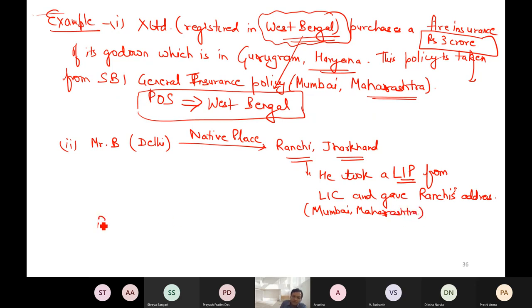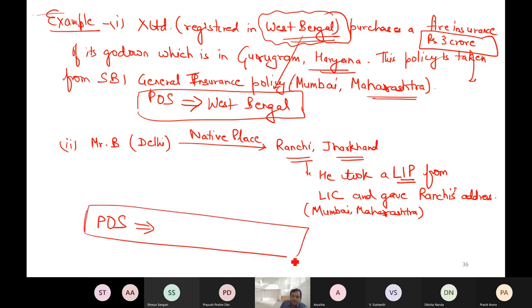Can you tell me the place of supply now? Because it's also an insurance service. What is the place of supply? Any answer? Ranchi. So is B registered? No, Mr. B is unregistered. Sir, Ranchi. Very good. Jharkhand is the place of supply.